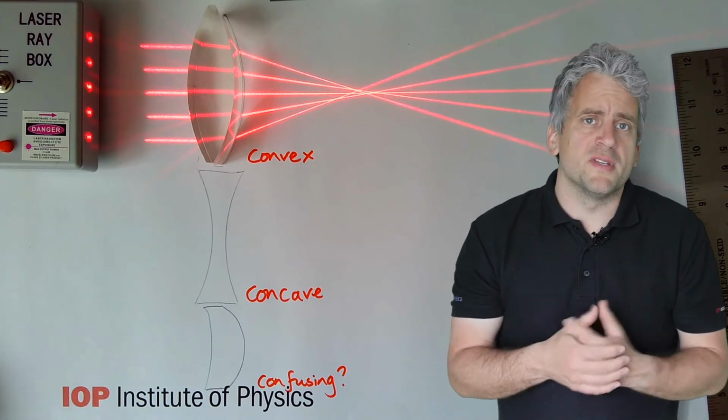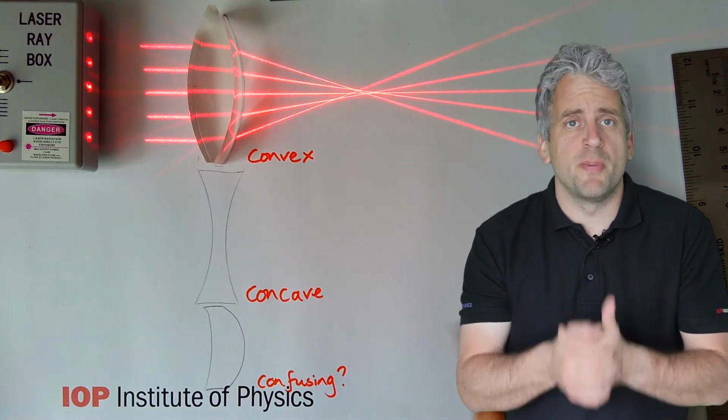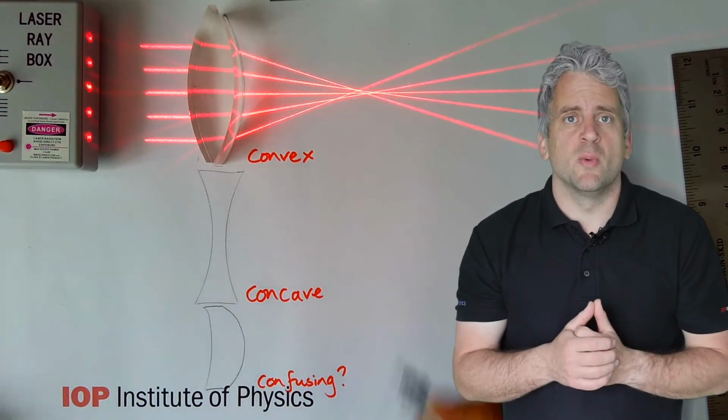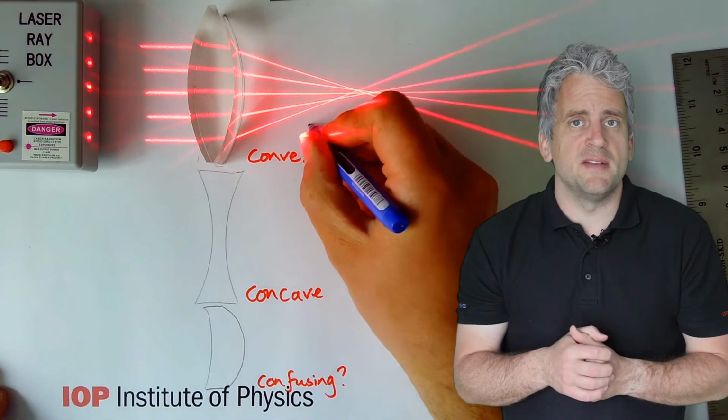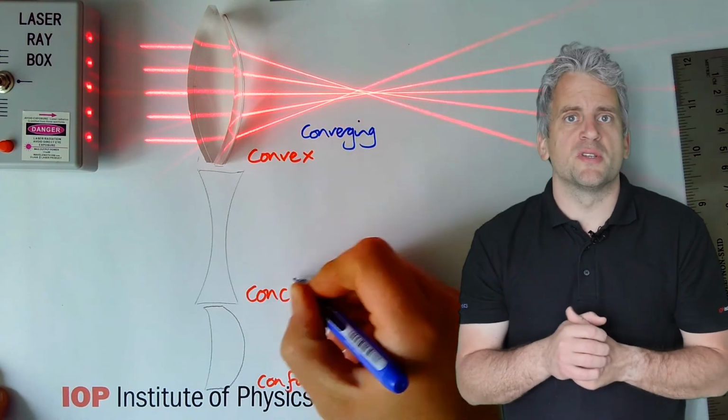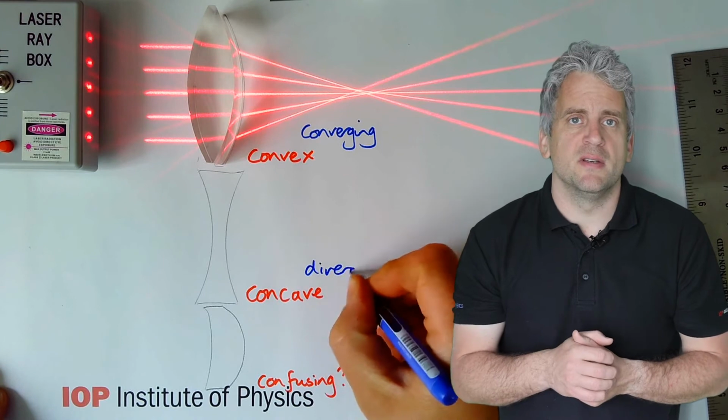The result of all of this is that it's usually clearer to describe the properties of the lens by describing whether it bends the light inwards, in which case you would describe it as a converging lens, or if it bends the light outwards, in which case you would describe it as a diverging lens.